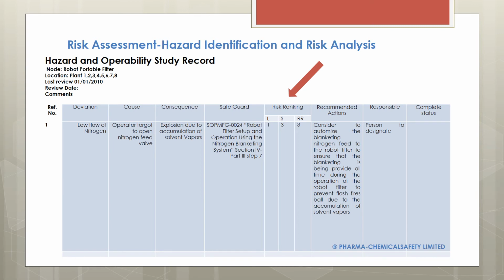So what is the recommended action? First, consider optimizing the blanketing system of the robot filter. Responsible: who's going to be assigned to do that change? That maybe is going to be engineering. So that's the person that is going to be assigned to that.